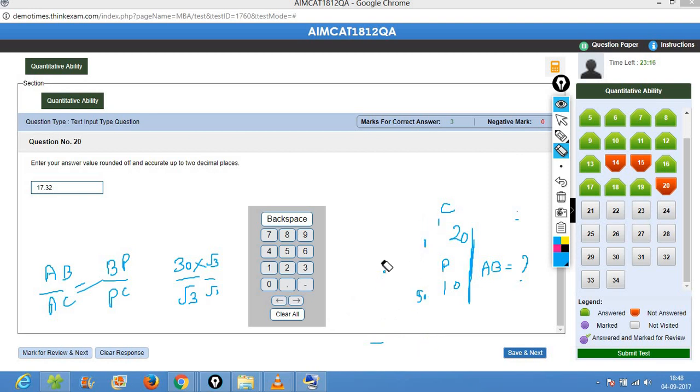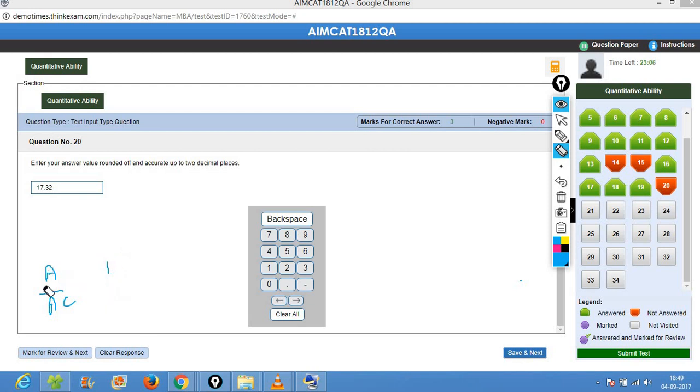If you have attended my geometry sessions, these were pretty basic questions I found in the geometry. Yet let's see any difficult question, but till now I found only the basic questions.